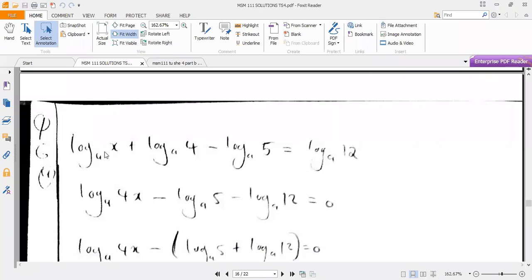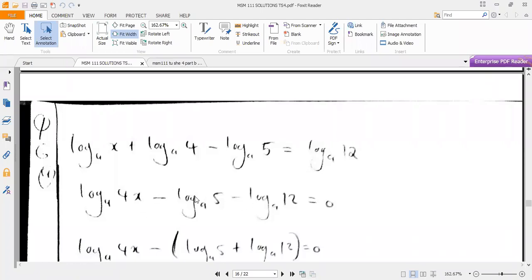So we have noticed that these two logs are adding. Using that principle, we know that when two logs are adding, if the bases are the same, we can easily multiply the arguments. So it will be 4 times x. That's why we're getting the 4x, and we maintain the base, log base A of 4x. Then we also maintain minus log base A of 5. Then this guy, when it comes to the left-hand side, since it's positive there, will be minus log base A of 12 is equal to 0.